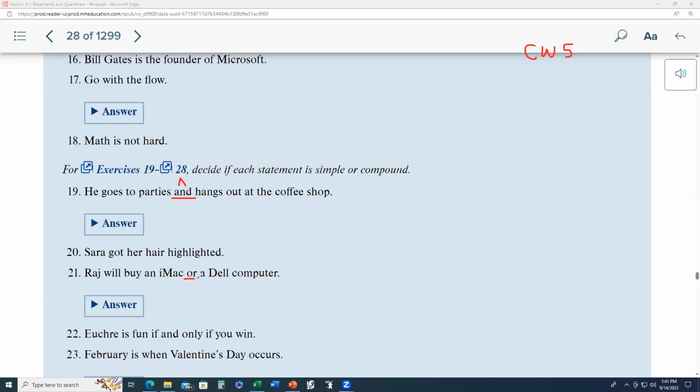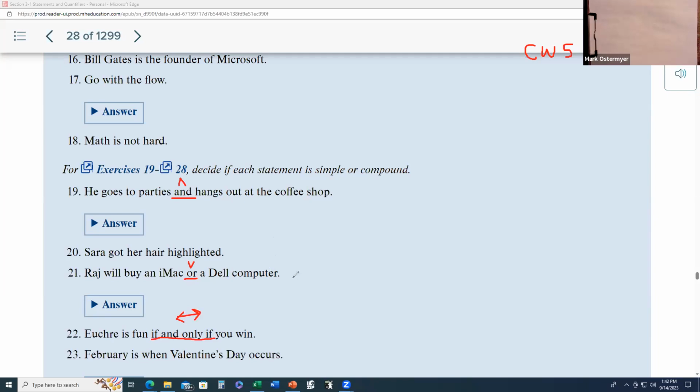It's a compound statement. We've got to connect the word or here. That would be a compound statement there. Number 22, euchre is fun if and only if you win. Compound, yeah, it's compound. It's got the biconditional. If and only if. That's the arrow that goes in both directions there.